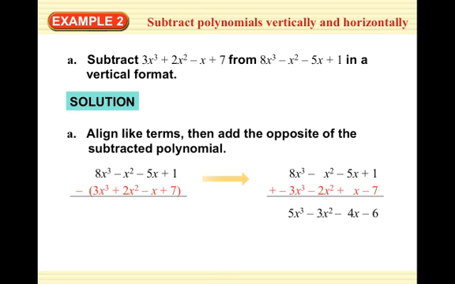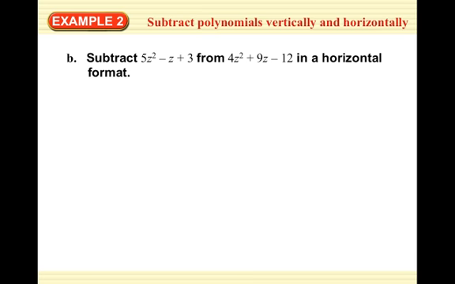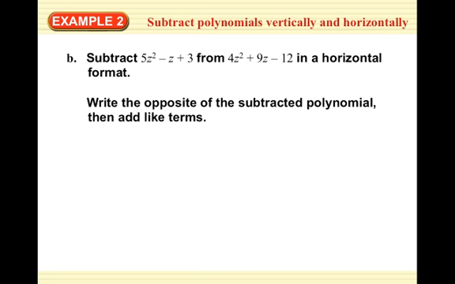Okay, now we're going to subtract in the horizontal format. We're going to subtract 5z squared minus z plus 3 from 4z squared plus 9z minus 12, and we're going to do this in a horizontal format. So we're going to write the opposite of the subtracted polynomial and then add like terms. So first thing you do, just write down your problem.